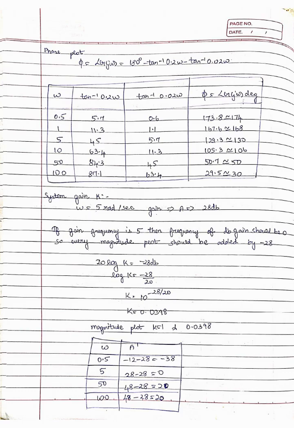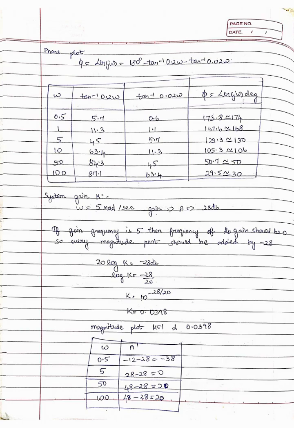So here comes the main question. What is the system gain K at omega equal to 5 radian per second? As per the graph, as you can clearly see, at 5 radian per second, A is 28 dB. So if the gain crossover frequency is 5, then the dB gain should be 0. So every magnitude value should be reduced by 28 dB. So 20 log k equals minus 28. So k value gives us 0.0398.